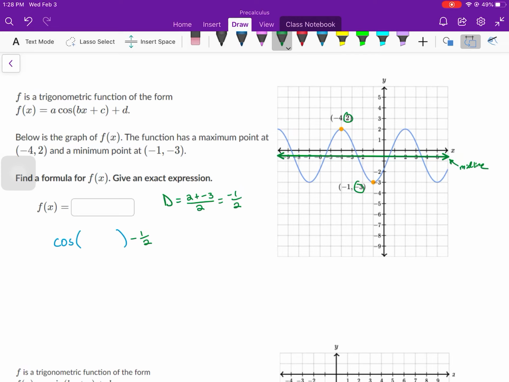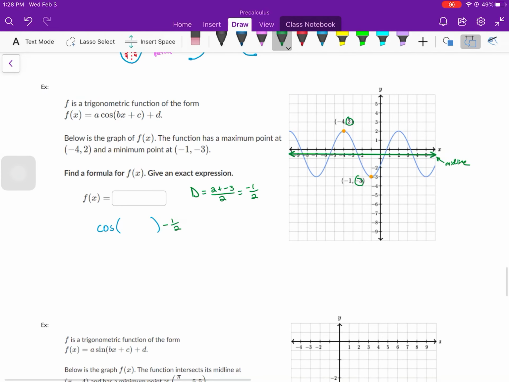So a couple different ways we can get this figured out. One way is we could find the distance between 2 and -3. What's that total distance from the top to the bottom, and cut it in half? Or we can just find our distance to the midline. Up to you. I'm going to find the total distance and cut it in half. So I'm going to do 2 minus -3 over 2, which is 5 over 2.